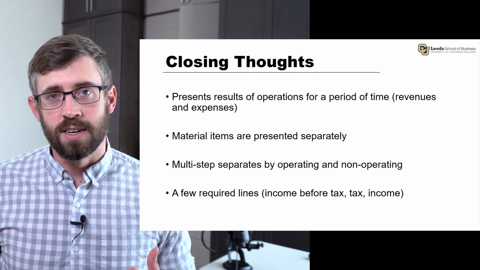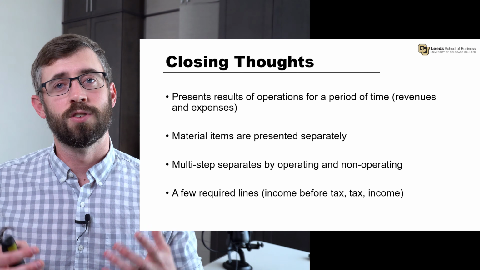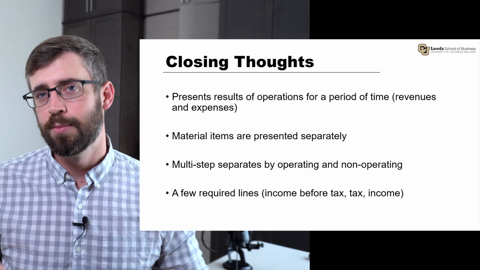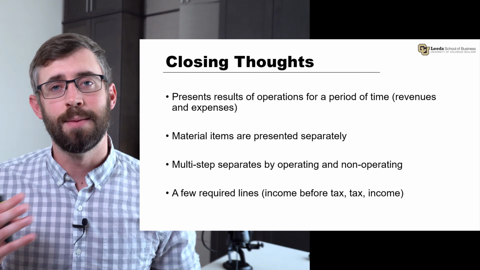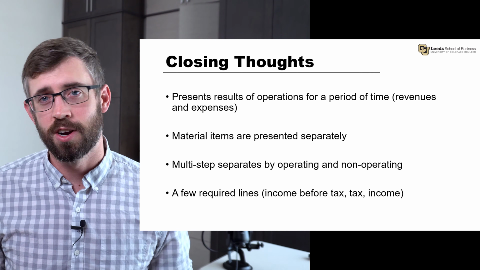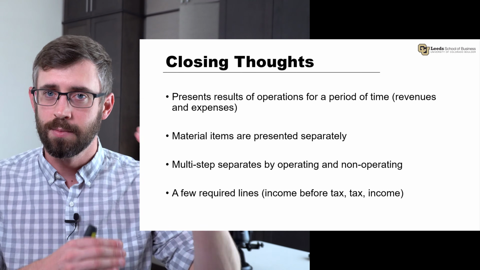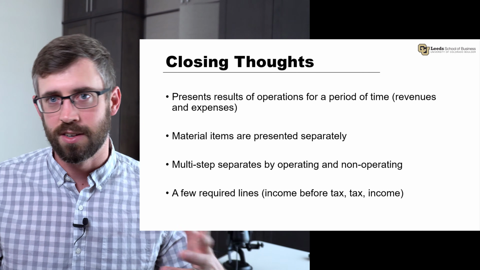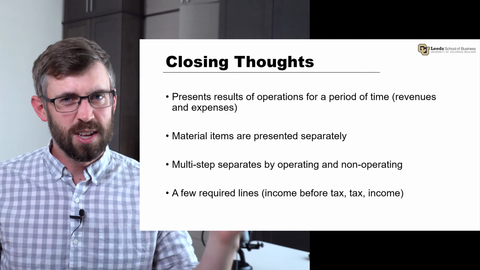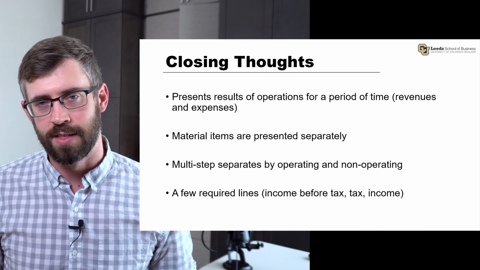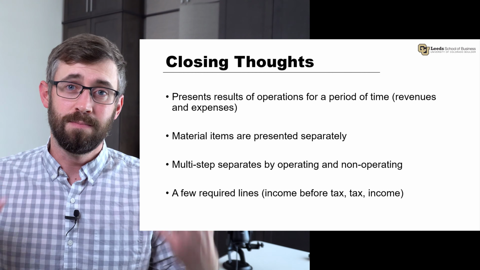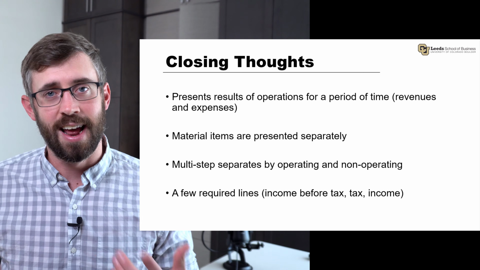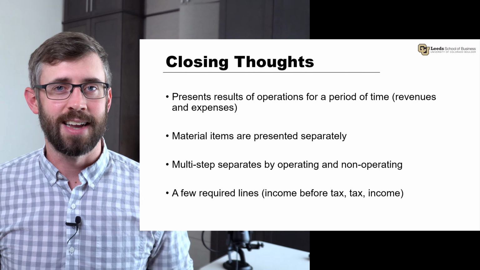So, closing thoughts here. The income statement is going to present the results for a period of time of how a firm performed, how much money they made or lost. Material items are going to be separated on the income statement onto their own lines. This is usually between 6, 7, 8 to 20 lines on the income statement, but they're shockingly consolidated when you think about how much a firm really engages in economically. We consolidate that down pretty far.